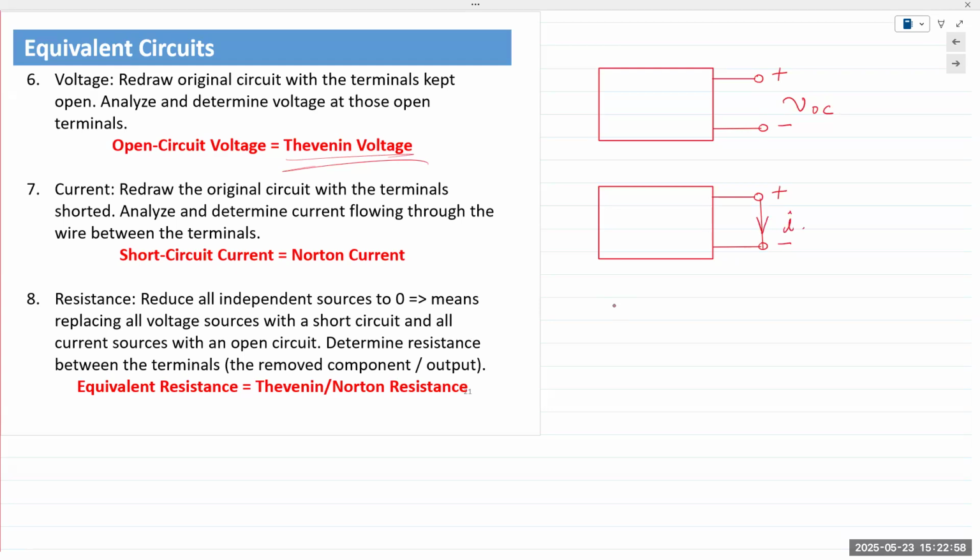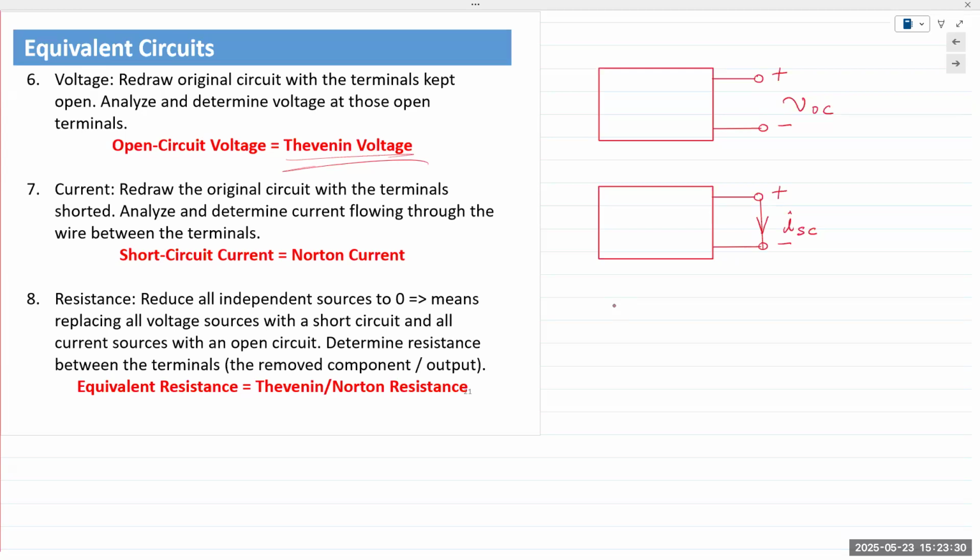If you short those 2 terminals, you now have a short circuit. So if you have a current flowing through that short circuit and you calculate the value of that current, that would give you the short circuit current ISC, and ISC is the Norton current.